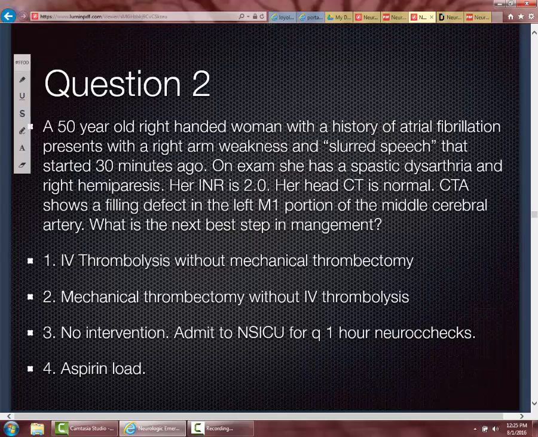IV thrombolysis without mechanical thrombectomy. Mechanical thrombectomy without IV thrombolysis. No intervention. Admit to the neurosurgical ICU for q1h neurochecks, or give her an aspirin or Plavix load, I would say.